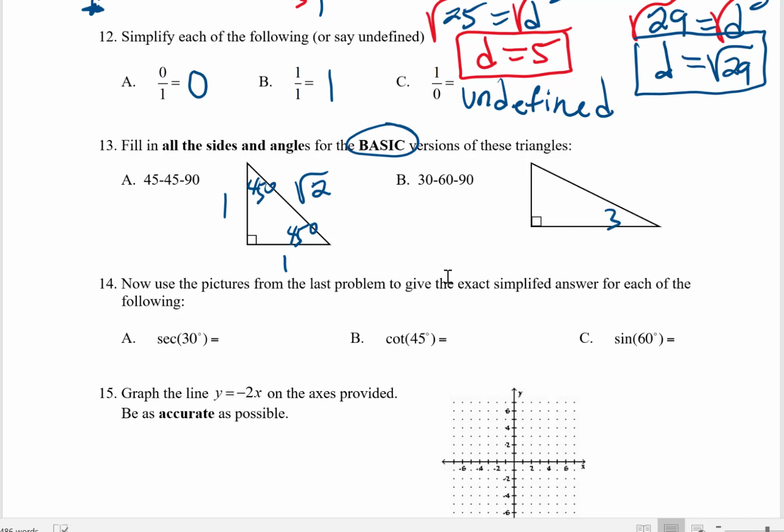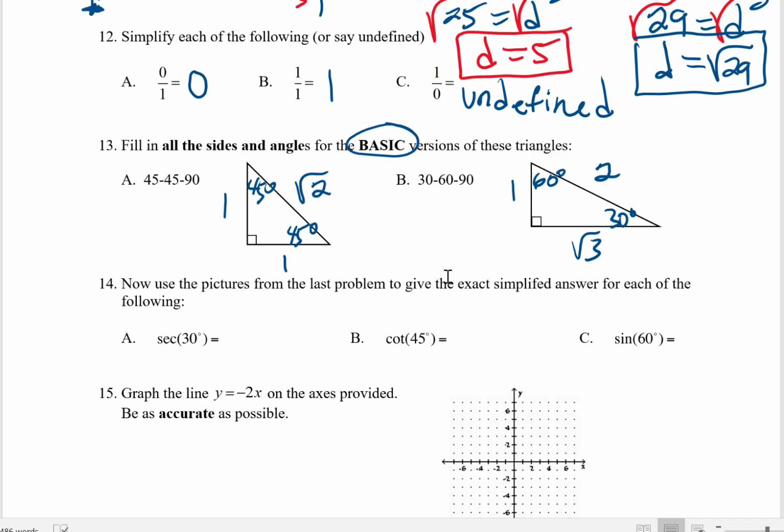Then I've got a 30, 60, 90. I know 30 is the smallest angle, 60 the medium, 90 is the largest. The simplest version here is 1 for the shortest, root 3 for the medium side, and then 2 for the hypotenuse. The ratios of a 30, 60, 90 always follow x, x root 3, and 2x.